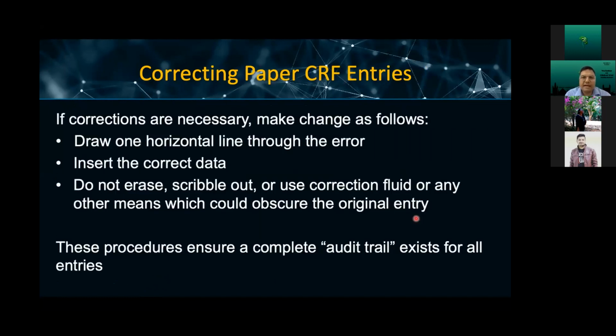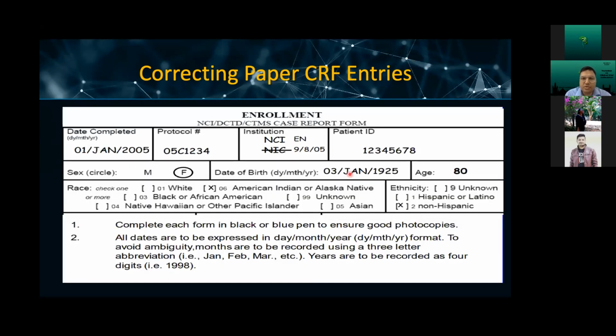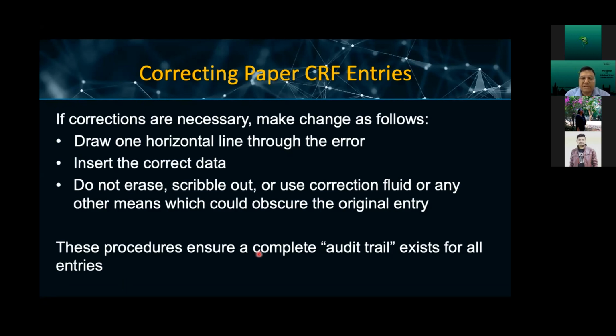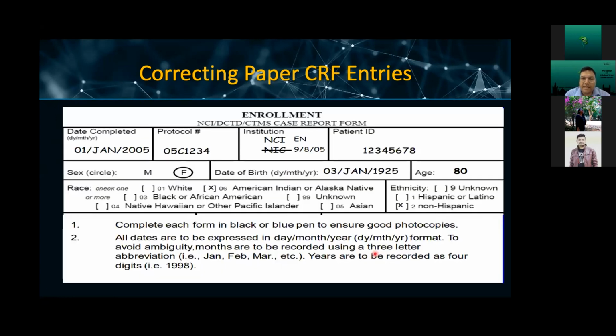So if there are any corrections to be made in the paper-based CRF, what we have to do is draw a horizontal line and make the necessary change. No scribbling, and whiteners or correction fluids are not to be used. And what it helps is that these procedures ensure a complete audit trail exists for all the entries. So the correct data is entered, the initials are given, and the date is mentioned for the changes.